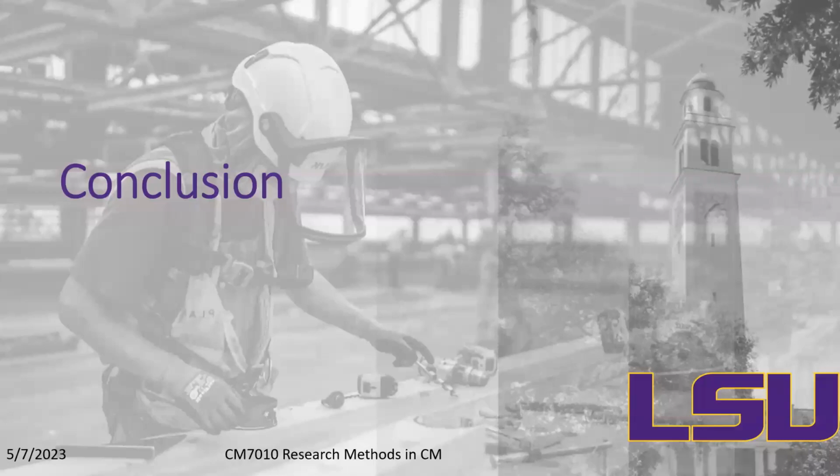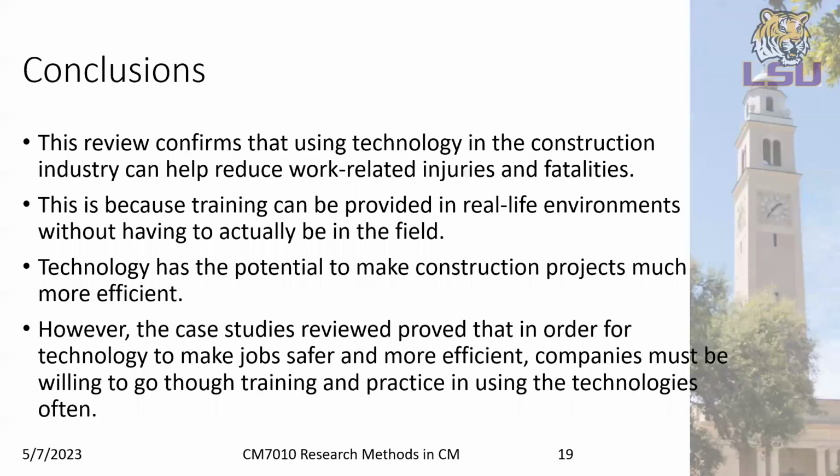The conclusion will now be discussed. This review confirms that using technology in the construction industry can help reduce work-related injuries and fatalities. This is because training can be provided in real-life environments without having to actually be in the field. Technologies have the potential to make construction projects much more efficient.